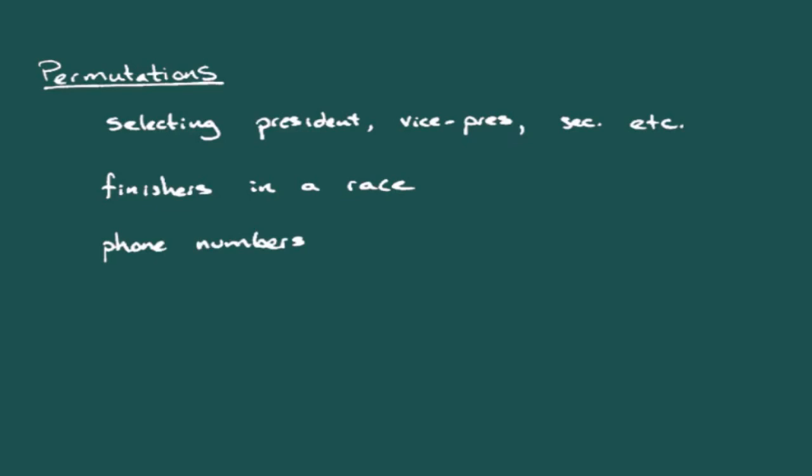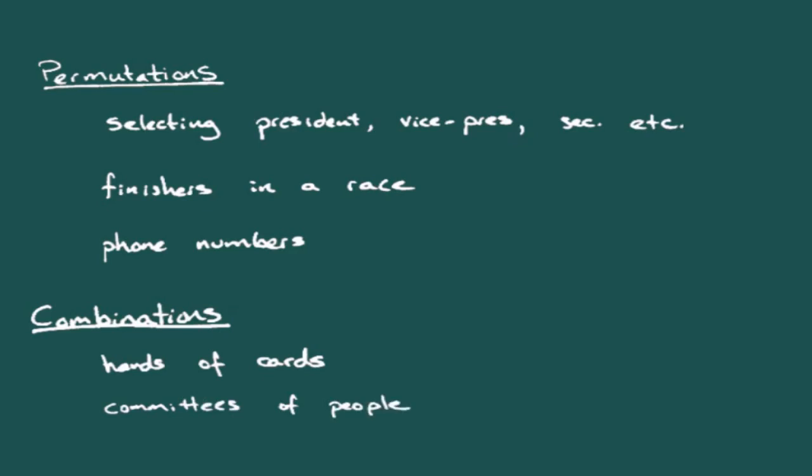Combinations, on the other hand, examples of those are when we're talking about hands of cards that you have. It doesn't really matter in which order the cards are dealt. All that really matters is what cards end up in the hand once all of the dealing is done. Another example might be whenever we're talking about committees of people. We're not really having any particular person in any position on the committee. You're just on the committee, and so the order in which you were put on the committee doesn't matter at all. We're just worried about which people are on the committee.